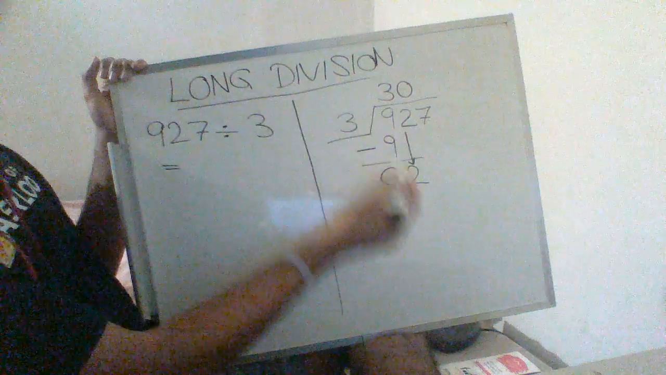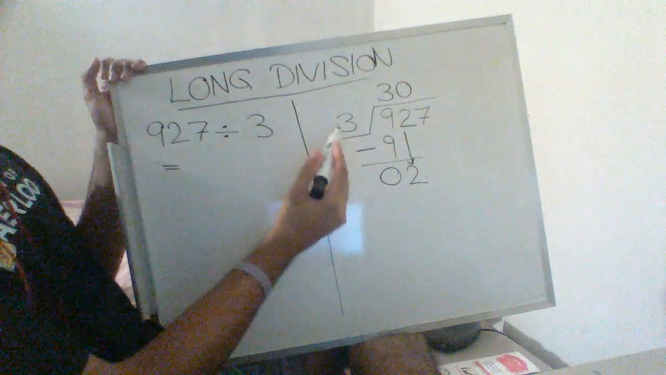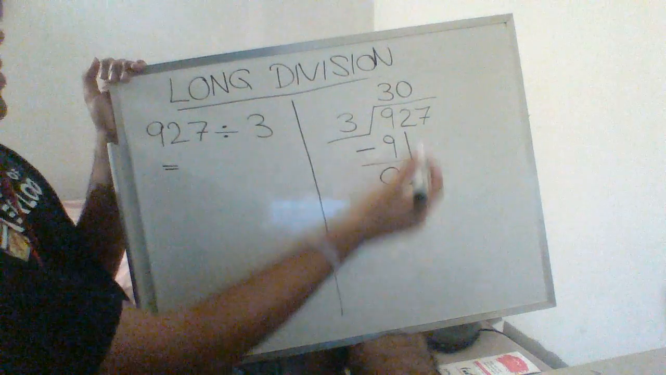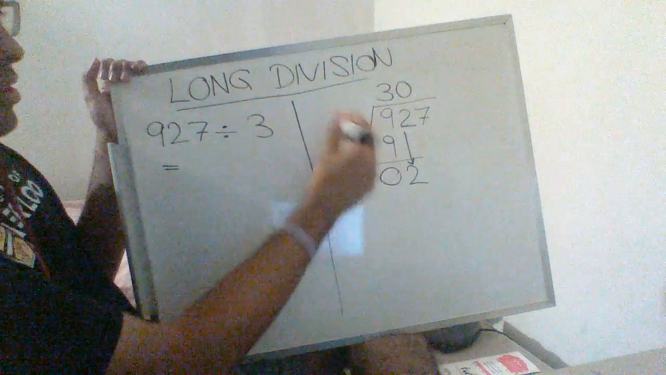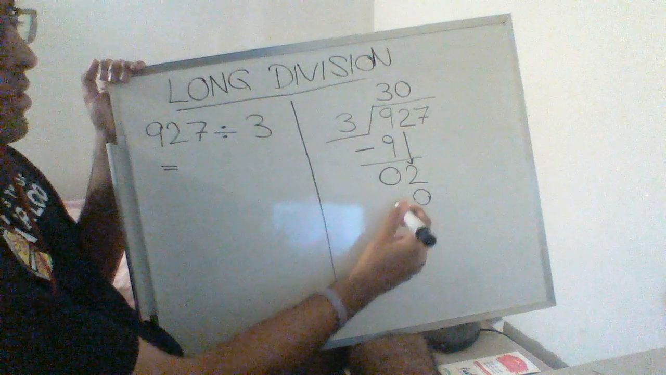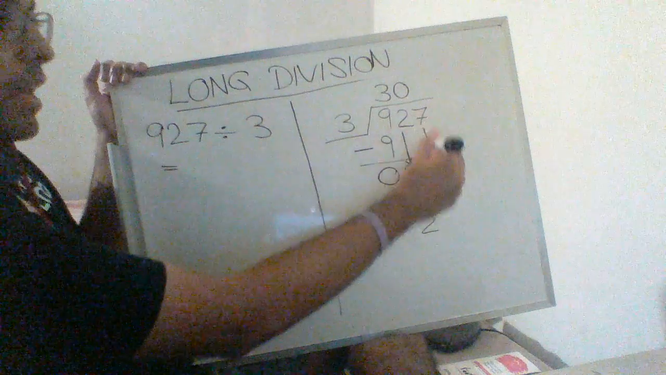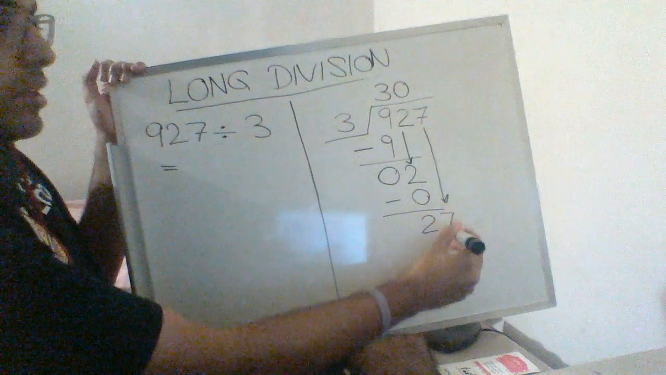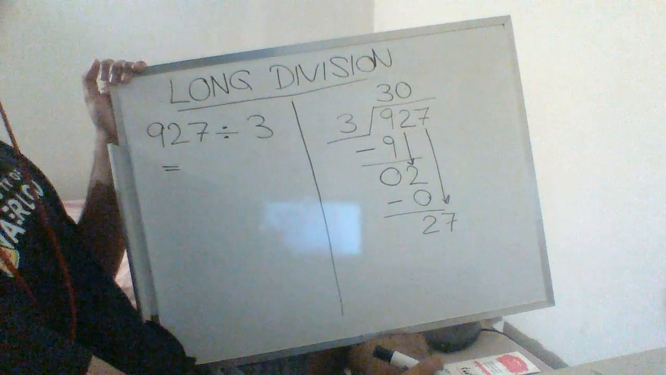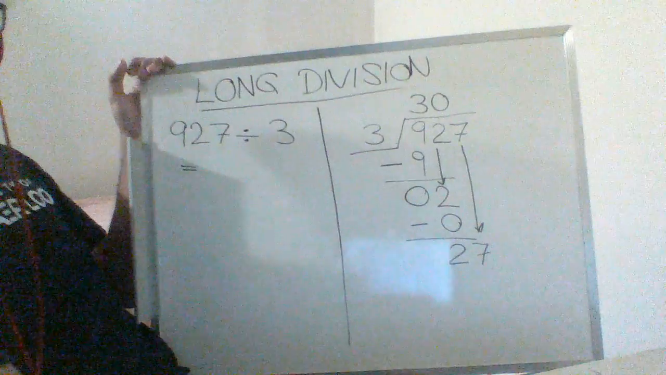So you have to answer this numerically. Answer it with a number. How many times does 3 go into 2? 0 times. 3 times 0 is 0. We subtract. 2 minus 0 still leaves us with 2. Now we can pull down that 7 to there. Okay, so hopefully that's making sense.